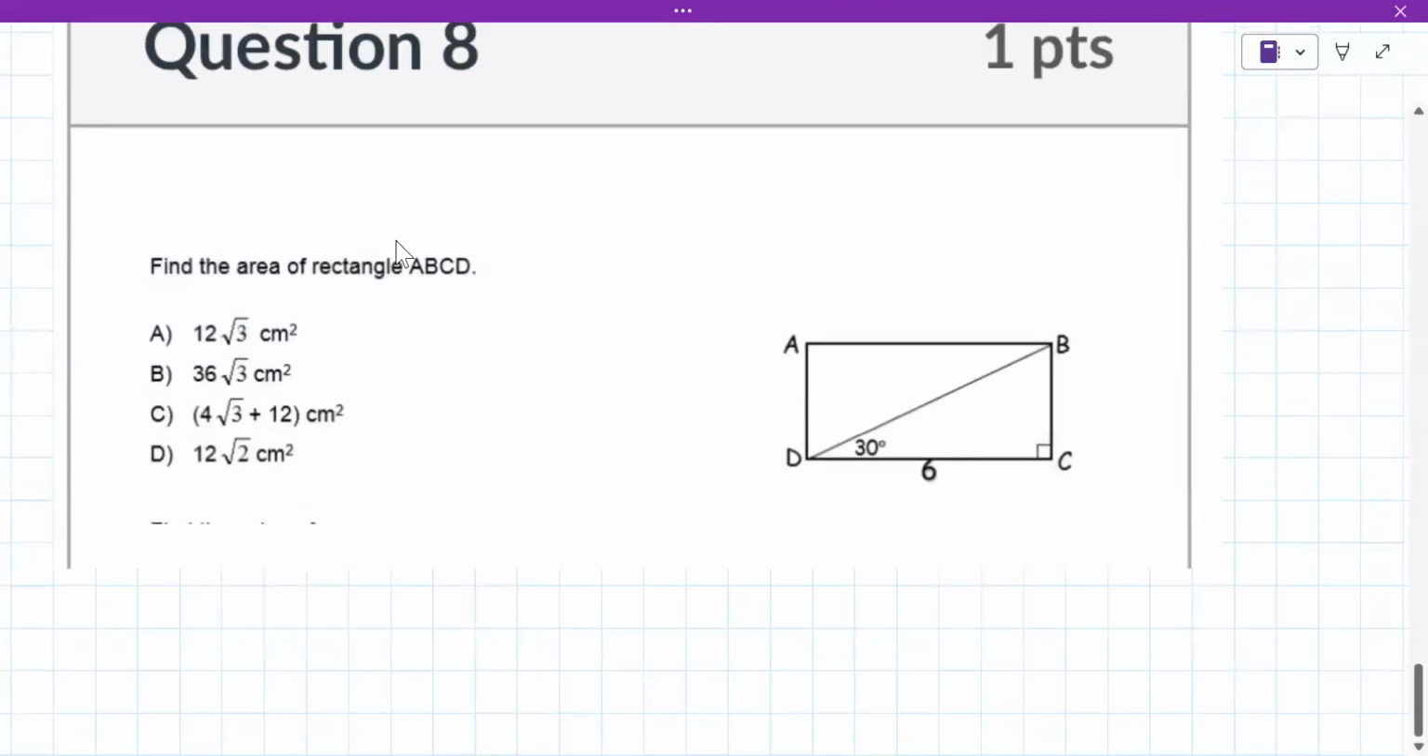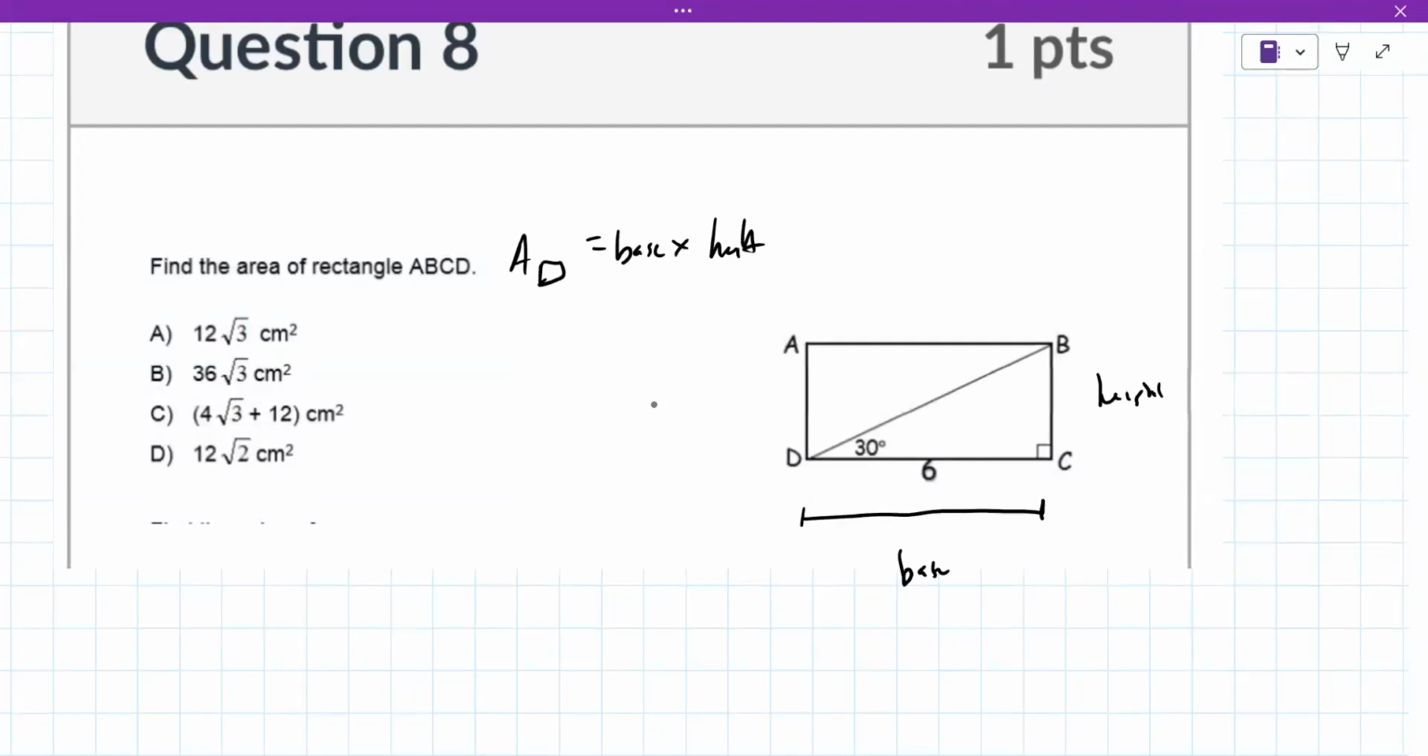Great. All right. Find the area of rectangle ABCD. To find the area of a rectangle, you need the base and you need the height. Do you know the base? Yeah, 6. Do you know the height? No. But notice that I know that it's split into a triangle though, and it's a special triangle.